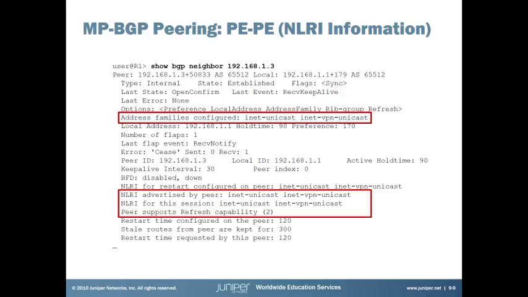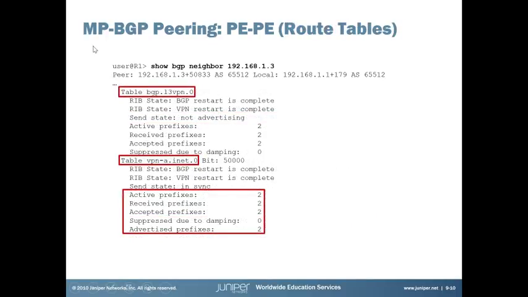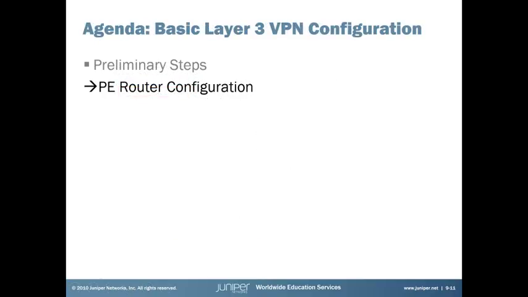Once we take a look at our peering arrangements, we will see that we have added those two route formats to our peering arrangement. Show bgp neighbor. We're going to see that we have this bgp.l3vpn.0 table set up there, and we've also got a VPN table, VPNA.inet.0, which is our VRF table, will be there as well. Okay, so that was the preliminary stuff.